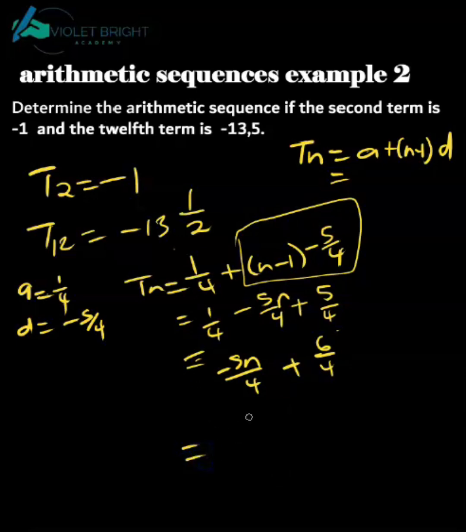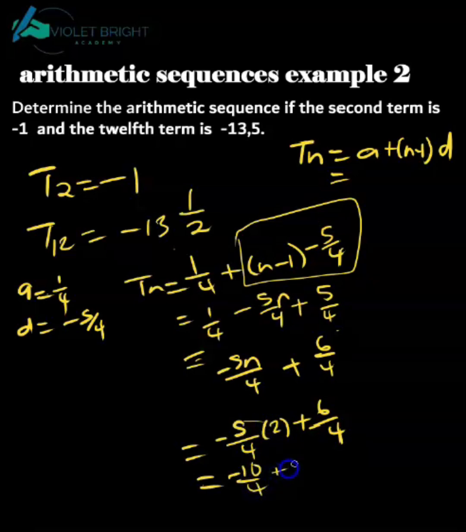So let's try to find the first term. Okay, let's just try to find the second term. Here it's gonna be negative 10 over 4, because it's 2 multiplied by negative 5 over 4, plus 6 over 4. So this will be negative 4 over 4, which gives us negative 1. So you see that we found the correct answer.